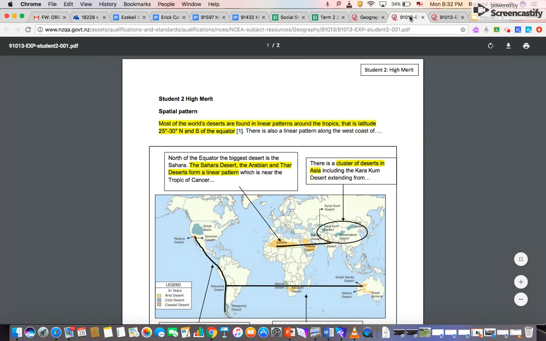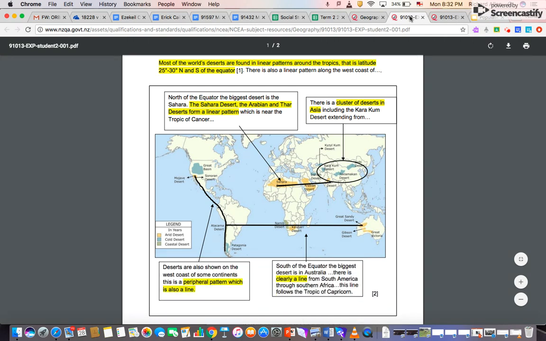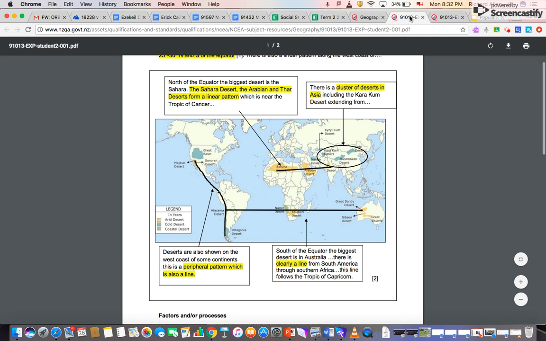First of all, here's a high merit. What they've done well here is they've gone through and they've got a map. This explains the world's pattern. This is not our pattern, this is the pattern of deserts. From the map, they've identified where the deserts are, and they've also shown here, they've named some locations, and they've said there is a linear pattern. They've said a cluster of deserts in Asia. This is what you must do, a peripheral pattern, which is also a line.